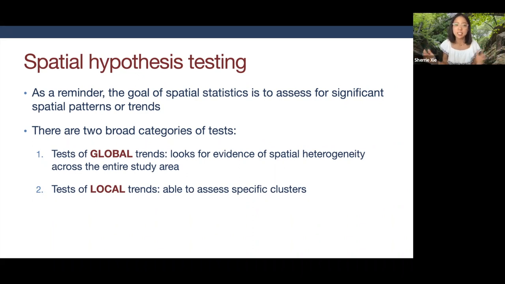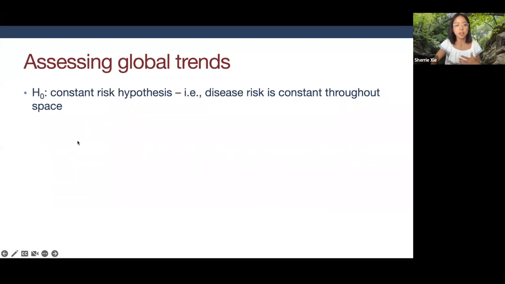If you're interested in assessing for the presence of specific clusters, if you want to point to an area on your map and say, that's a hot spot or that's a cold spot, then what you need is a local test. So we're going to start with the global test. When you're assessing for a global trend, you're looking to test for or against a null hypothesis of constant risk across your study area.